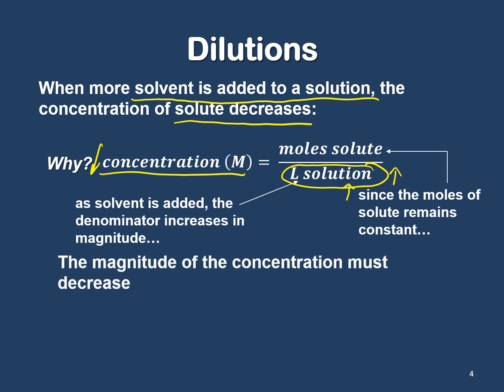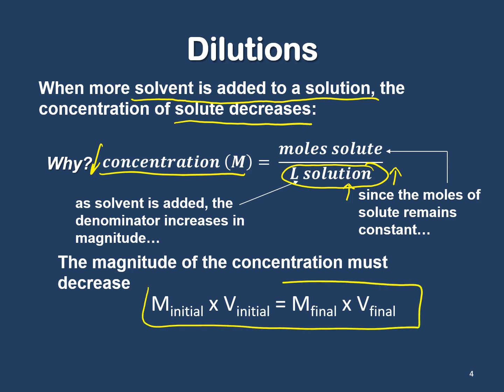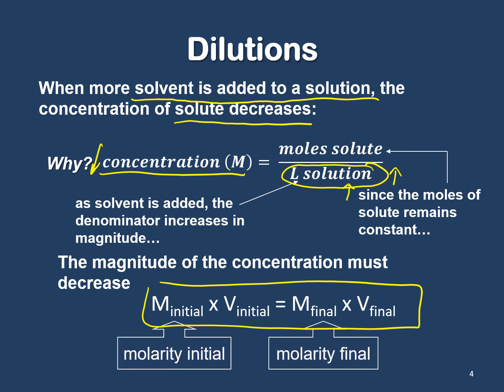Now, this is very useful, because a lot of times we can't measure out a small enough amount of a substance to get the concentration we want, so we make a solution at a higher concentration, and then we add solvent until we get to the concentration we want. Now, there's a simple equation that can be used for this problem, and that is M1V1 is equal to M2V2, or M initial times V initial is equal to M final times V final. So let's do some calculations with that.